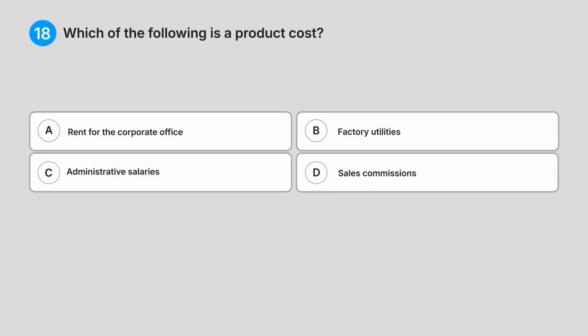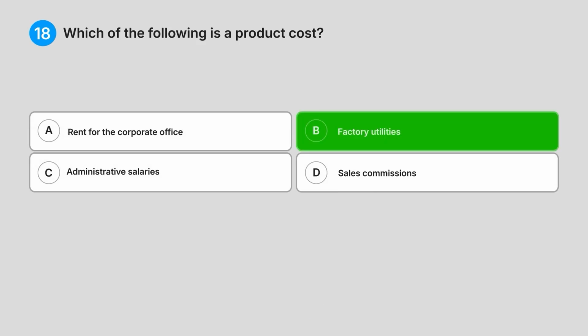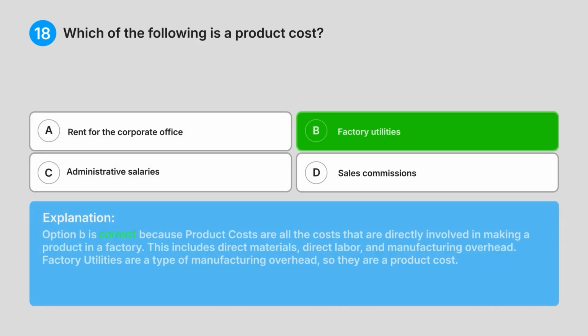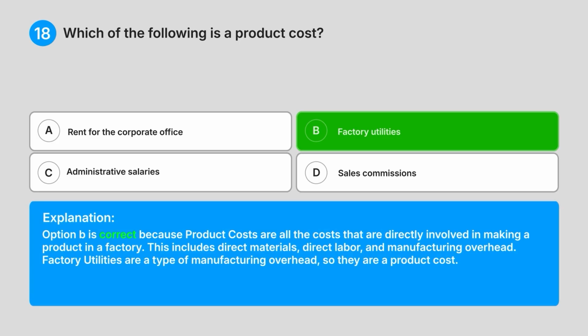Correct answer: B. Factory utilities. Explanation: Option B is correct because product costs are all the costs that are directly involved in making a product in a factory. This includes direct materials, direct labour, and manufacturing overhead. Factory utilities are a type of manufacturing overhead, so they are a product cost.